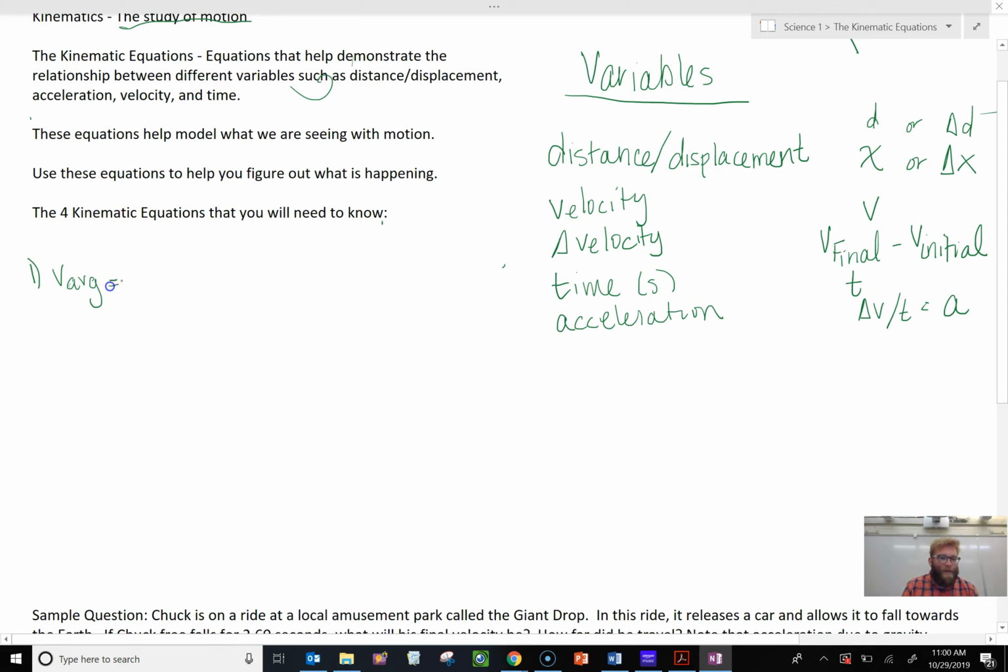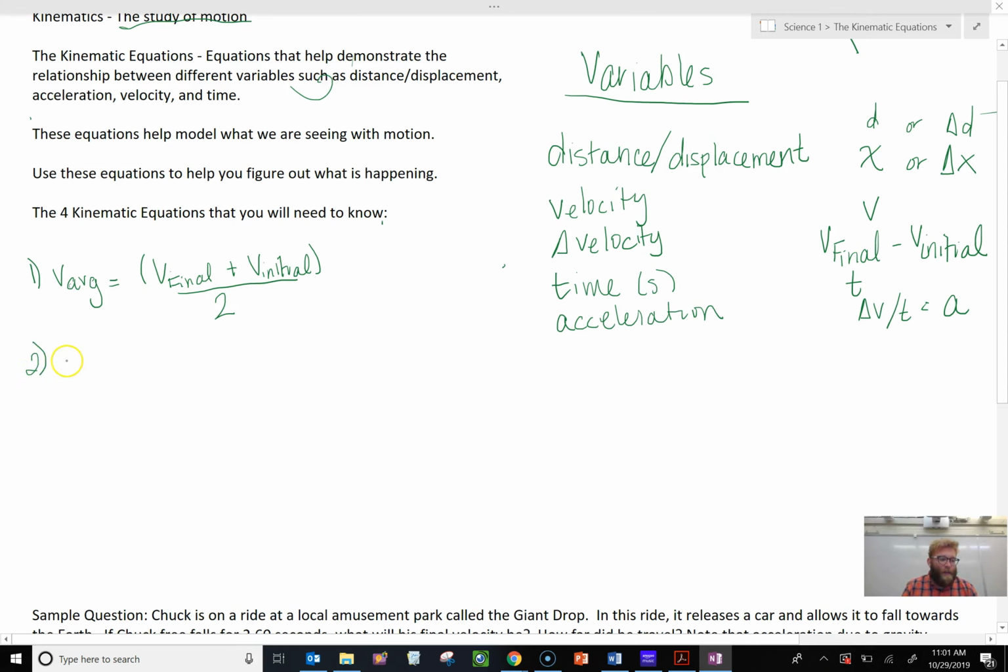Okay, so to find average velocity, what we're going to do is we take our final velocity plus our initial velocity. So we add all of those things together, like what we do when we find averages, and we take that and divide it by 2. Okay, so that's how we find our average velocity.